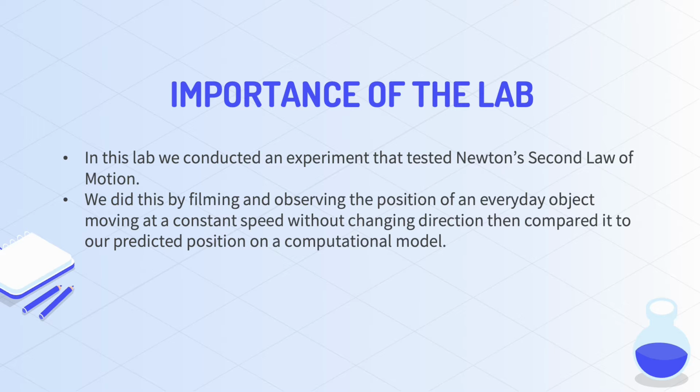In this lab, we conducted an experiment that tested Newton's second law of motion, which relates the net interaction between the system and surroundings to the observed motion of the system. We did this by filming and observing the position of an everyday object moving at a constant speed without changing direction, then compared it to our predicted position on a computational model.